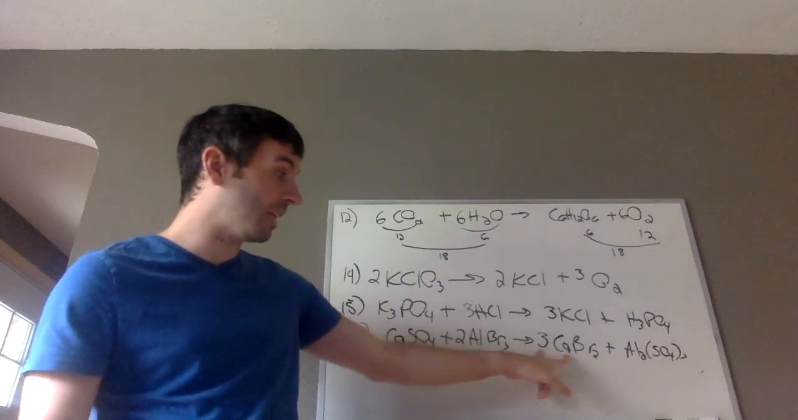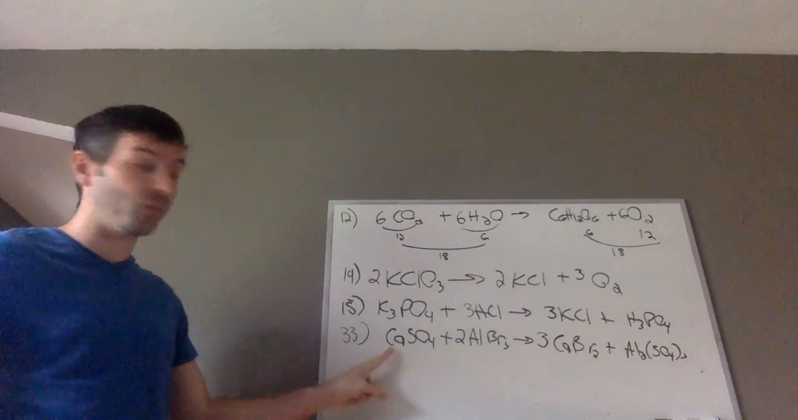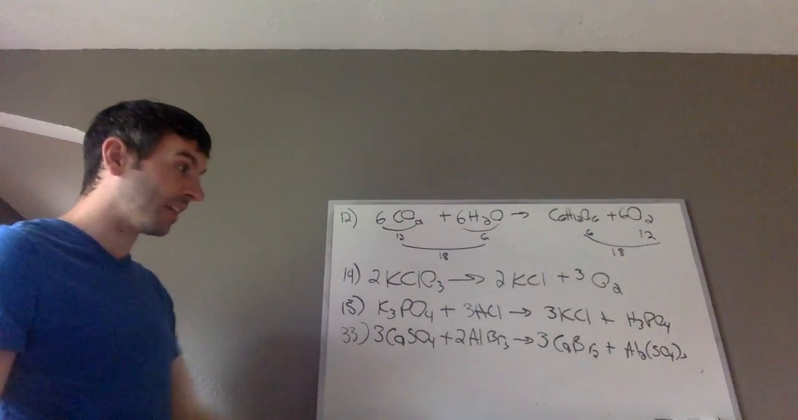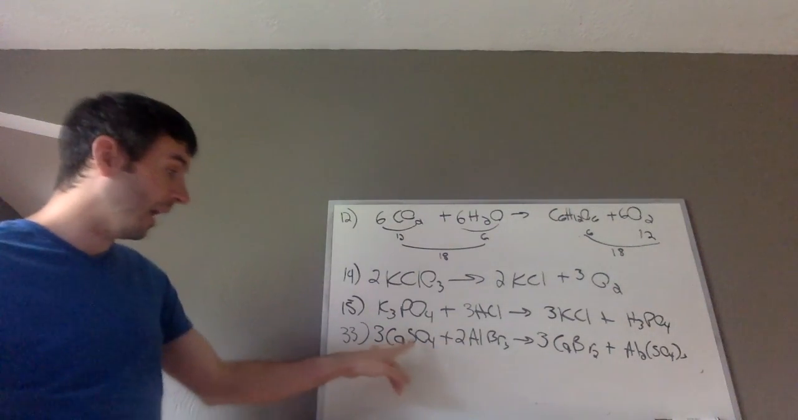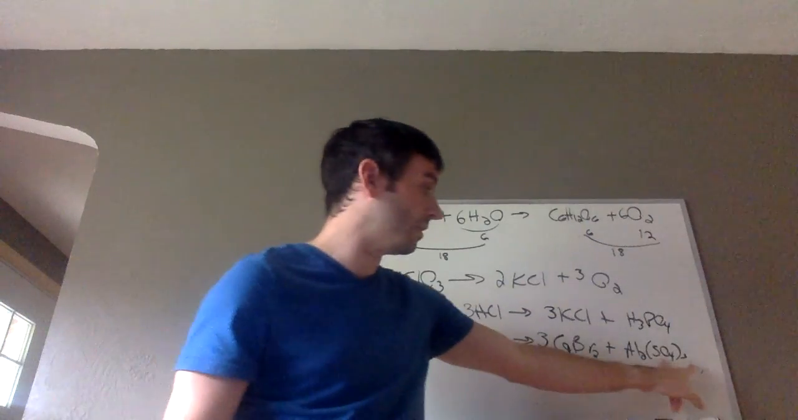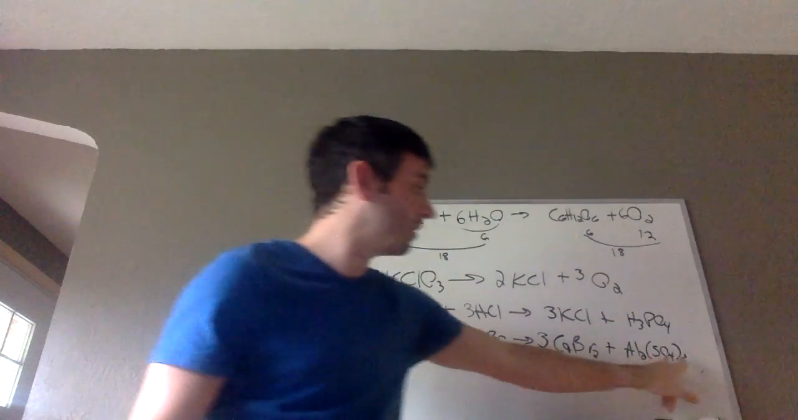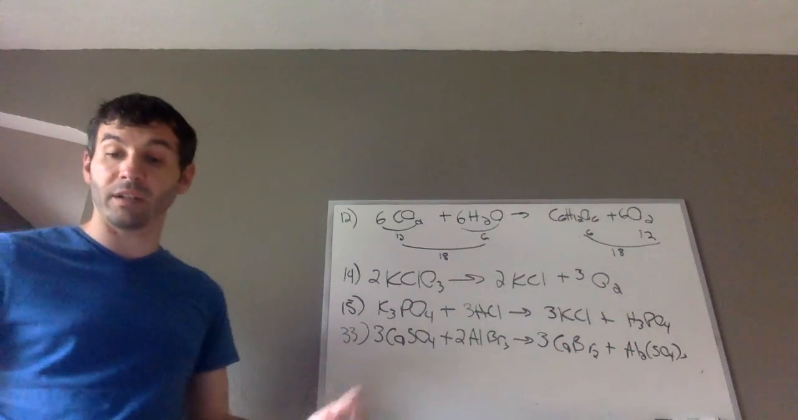Over here, I have 3 calciums. Over here, I only have 1 calcium. So I have to add a 3 here. Now the last things I've left are the S and the O. I have 3 sulfurs here. I have 3 sulfurs here. I'm good. I have 12 oxygens here, 12 oxygens here. I'm good.